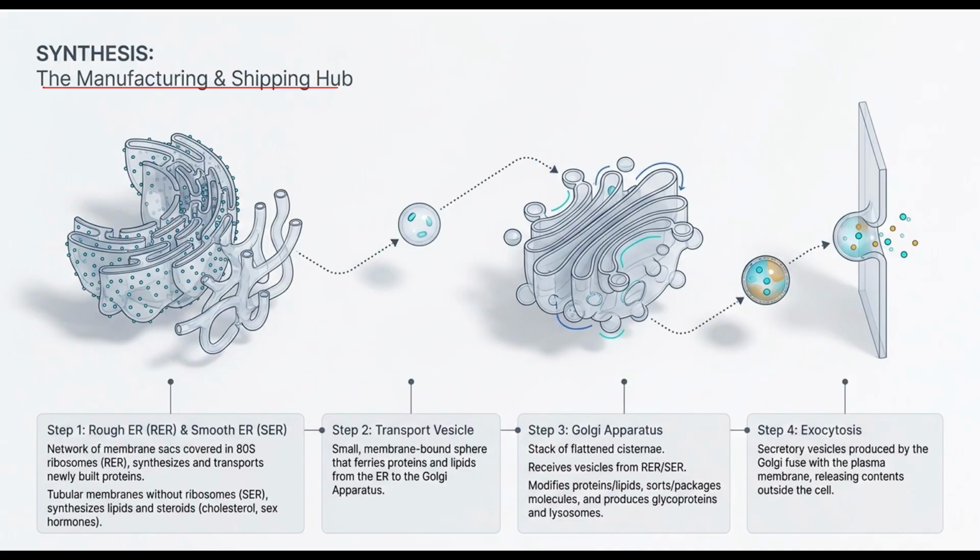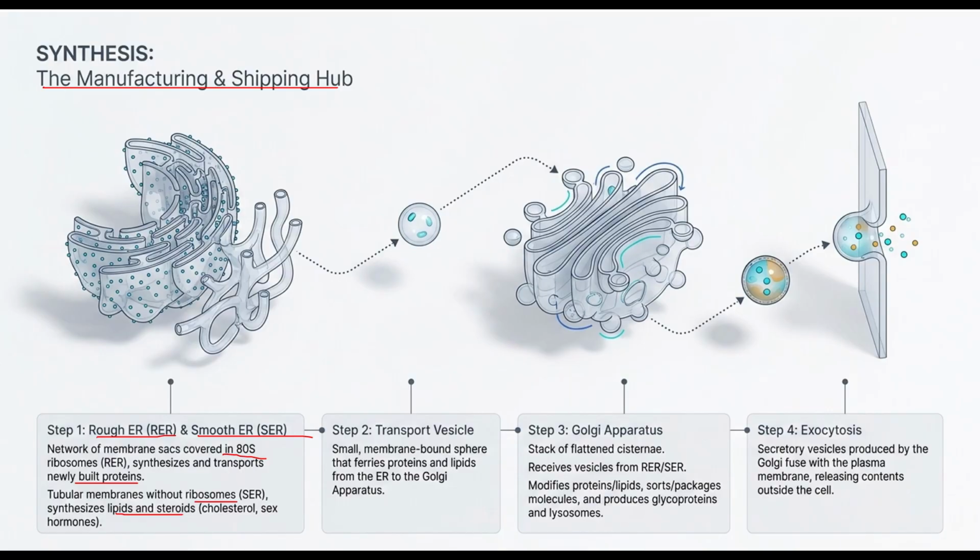Okay, so these newly synthesized proteins enter the sacs of the RER, where they are folded and modified. So they are formed here, right? So the rough ER and smooth ER. We have two. The network of membrane sacs covered in ribosomes, that is RER, synthesizes and transports newly built proteins. The tubular membrane without ribosomes is the SER. Okay. So they synthesize lipids and steroids like cholesterol, sex hormones, etc.